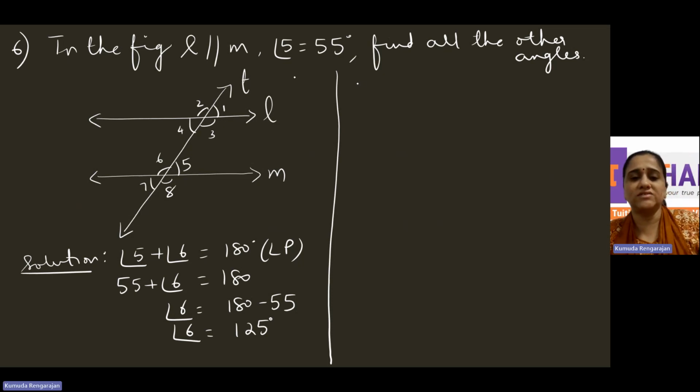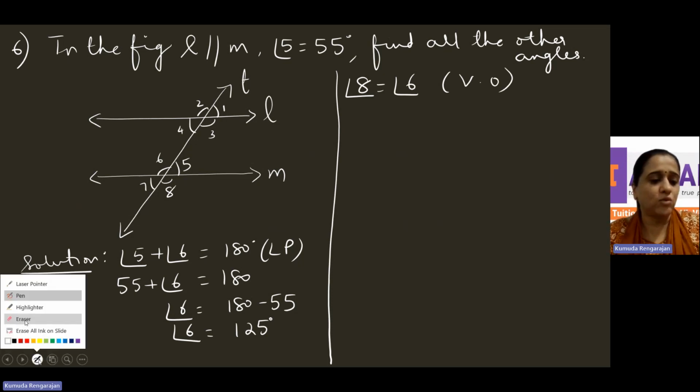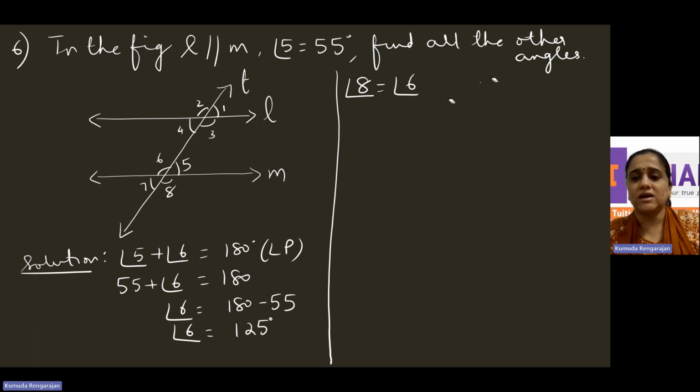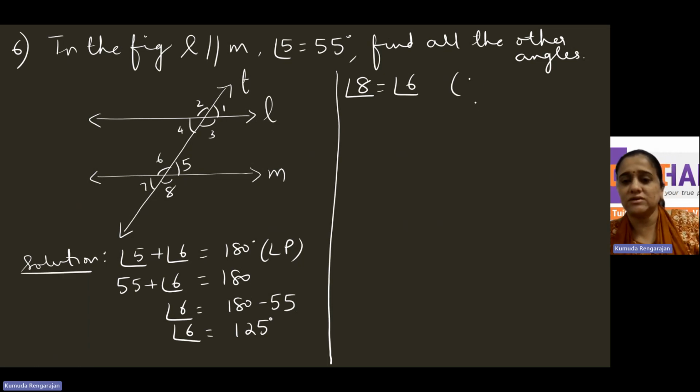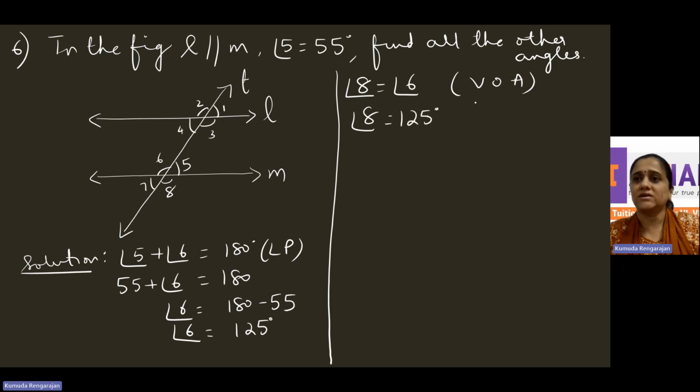6 and 8. Okay, so she's saying 6 and 8. Angle 8 is equal to angle 6. Why? Vertically opposite angles, correct? You should write which angle you want to find first, okay? Remember like that. You want to find 8, so write that first. 8 is equal to 6, vertically opposite angles. So 8 is equal to, what is the measure of angle 6? 125 degrees, correct?